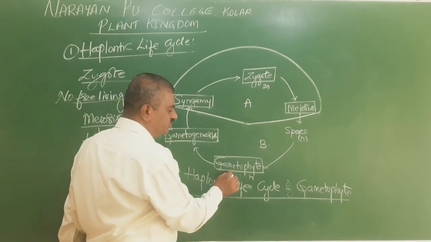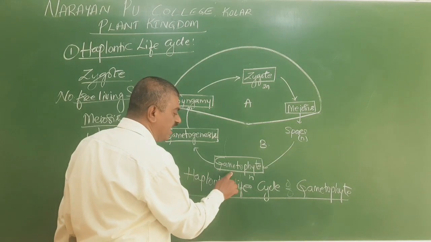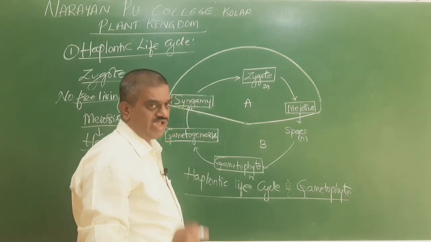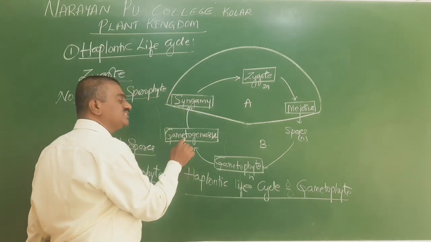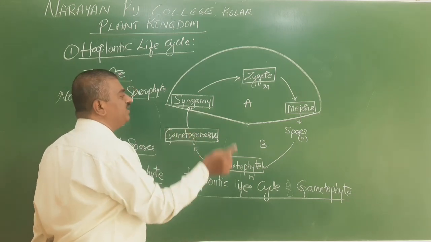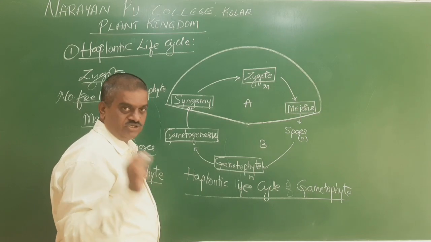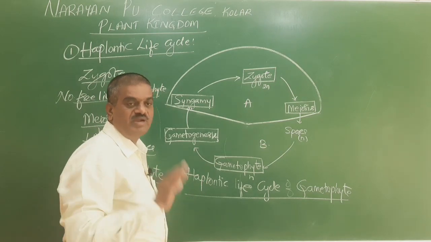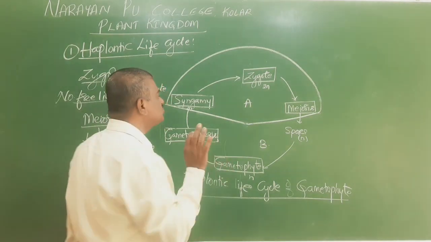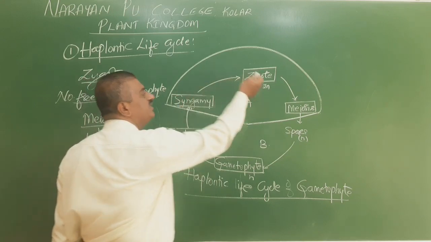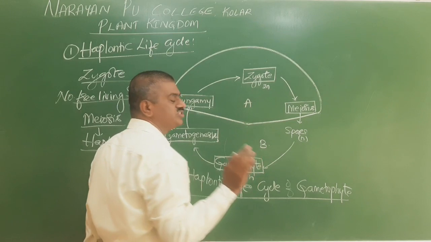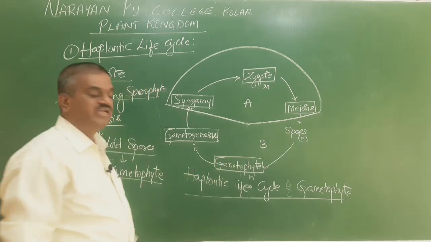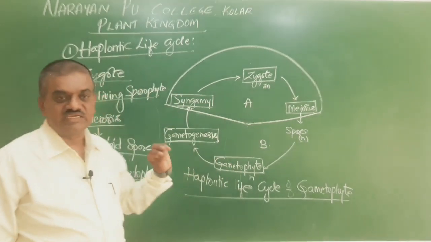So this haploid spore gives rise to a free-living gametophyte, and this gametophyte produces gametes. The formation of gametes is called gametogenesis. Here the male gamete and female gamete fuse together in fertilization, forming a zygote. This fusion is called syngamy. Syngamy results in a zygote, which is diploid. The diploid individual gives rise to haploid gametophytes, hence it is called the haplontic life cycle.